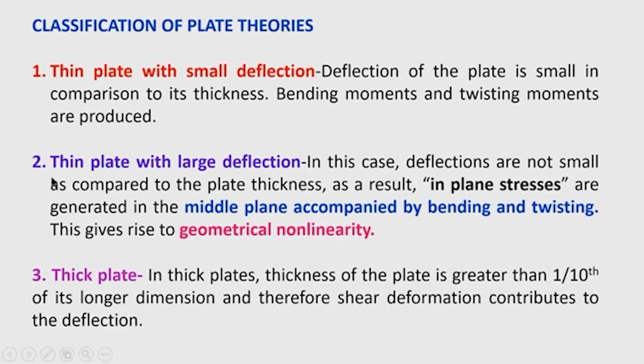Then the second theory says that the plate is thin, but the deflection may be large. So, this theory is known as thin plate with large deflection. So, what happens here? Let us see. In this case, deflections are not small as compared to the plate thickness. So, that means the limit that we define in the thin plate with small deflection may be exceeded here with thin plate with large deflection.